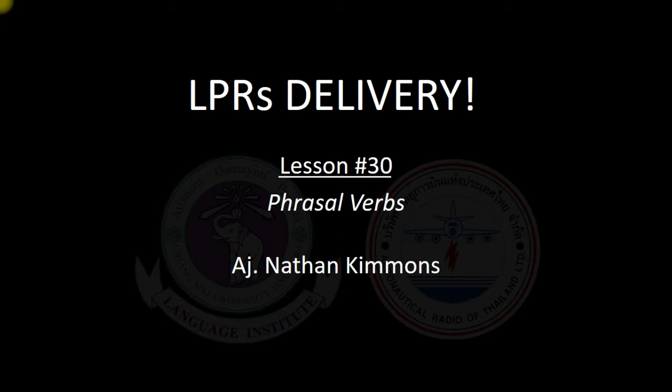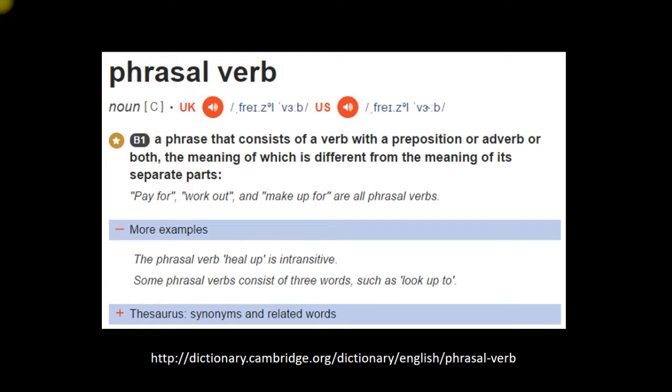Today's lesson will be looking at the exciting topic of phrasal verbs, which is one of the most confusing things for people learning English as a second language. So to get started, a phrasal verb is basically just a phrase that contains a verb and a preposition or adverb or both, and the meaning of which is different from the meaning of its separate parts. So for example, work out would be different from work, and it's different from out.